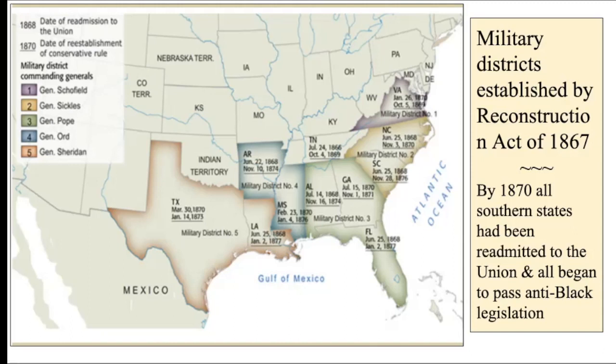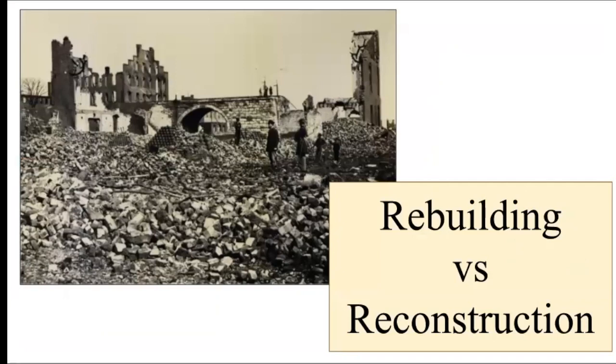In fact, in most cases, the people in charge, including members of the U.S. Congress from the South, were exactly the same people who had been in charge when their states seceded from the U.S. By 1870, all former Confederate states had rejoined the U.S., but at a great cost to Black Americans across the South. The period immediately after the American Civil War is called Reconstruction.